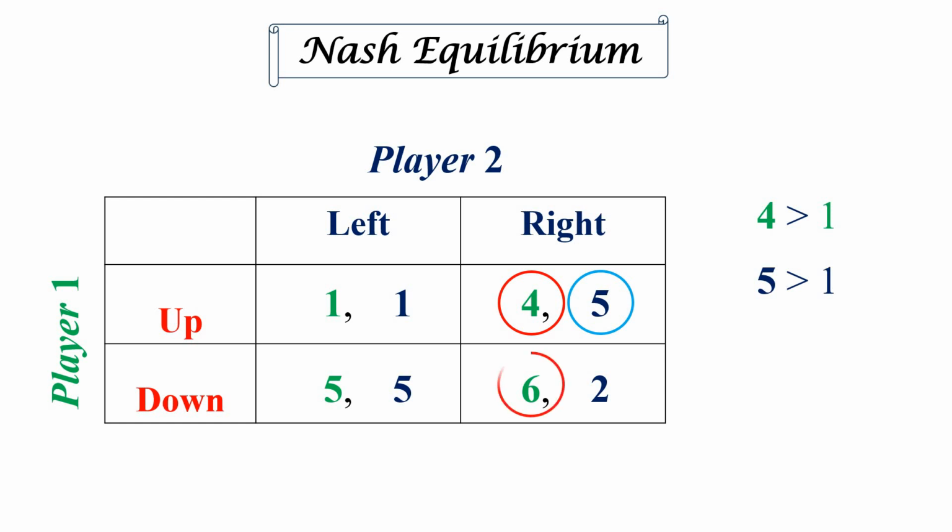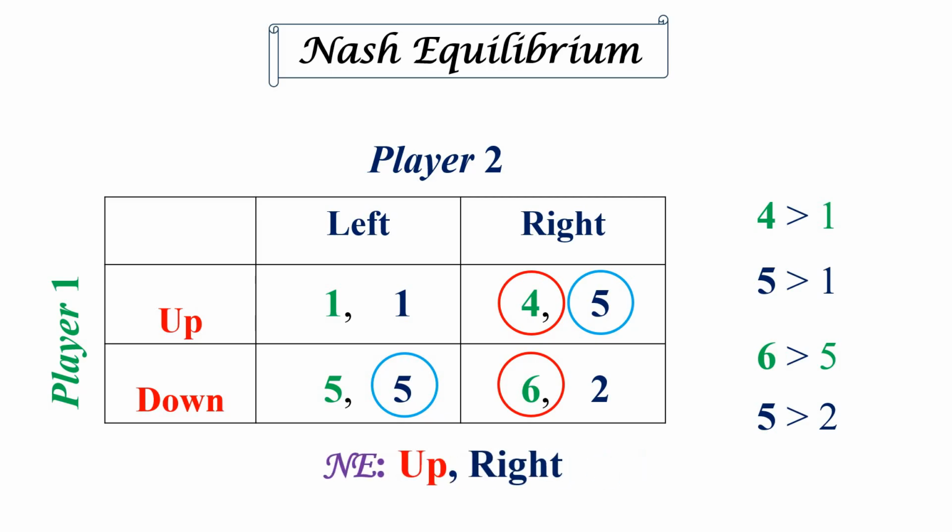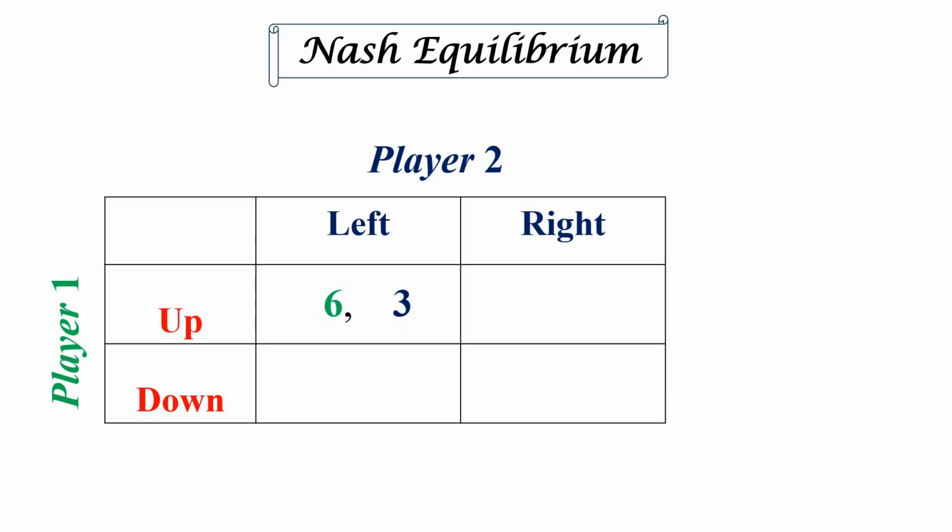Now consider other points. If player 1 wants to play down, then he is going to play 6 because 6 is greater than 5, and player 2 is going to play 5 because 5 is greater than 2. So in this game we have only one Nash equilibrium, up and right. So up and right constitute the Nash equilibrium for this game. Now consider this example finally.